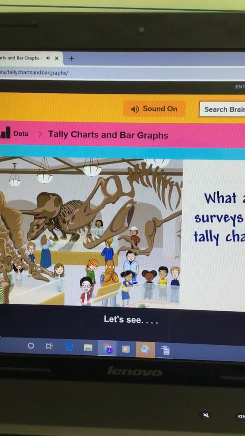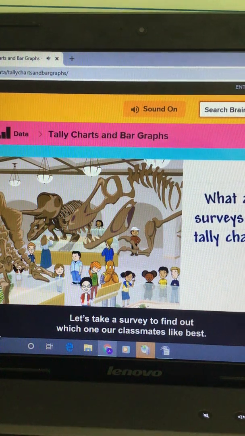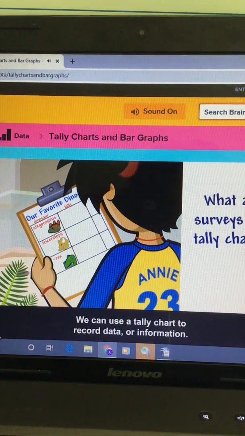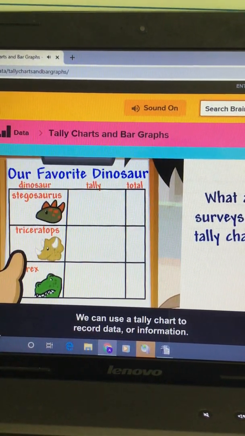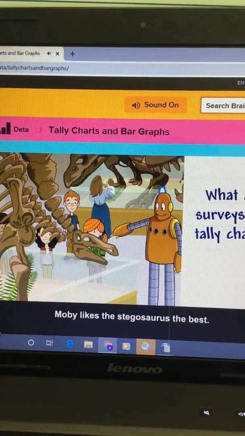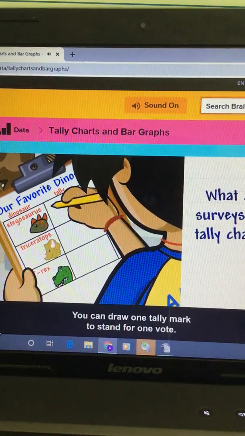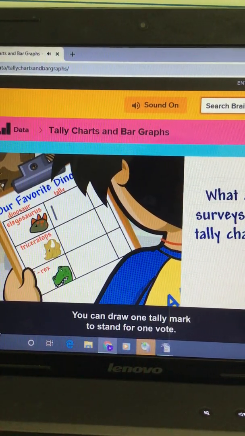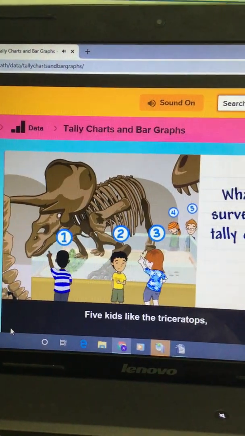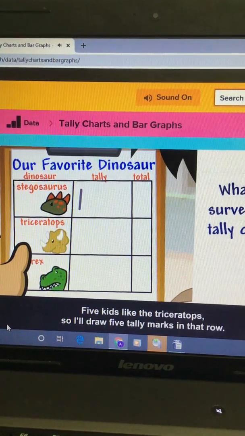Let's see. There are 3 dinosaurs here. Let's take a survey to find out which one our classmates like best. We can use a tally chart to record data or information. Let's see, Moby likes the Stegosaurus the best. You can draw 1 tally mark to stand for 1 vote. 5 kids like the Triceratops. So I'll draw 5 tally marks in that row.